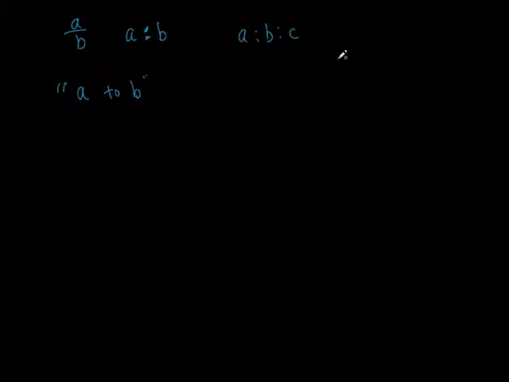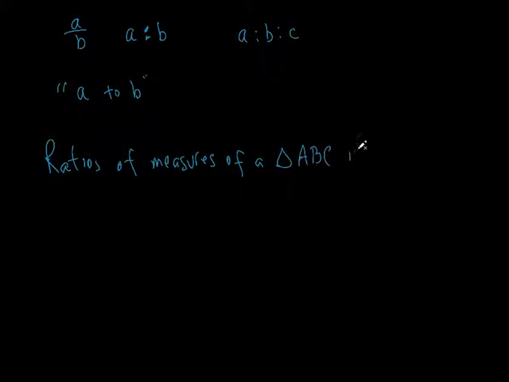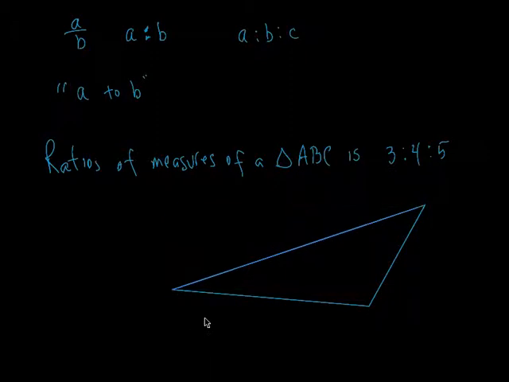It says the ratio of the measures of a triangle. Let's write it down. The ratio of the measures of triangle ABC is 3 to 4 to 5. Now look, does that mean that inside this triangle, let's just draw a triangle. Again, I don't even care if it's to scale or not. We'll just do it like this. All right, there's a triangle.